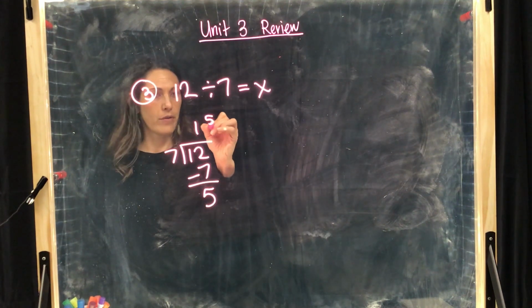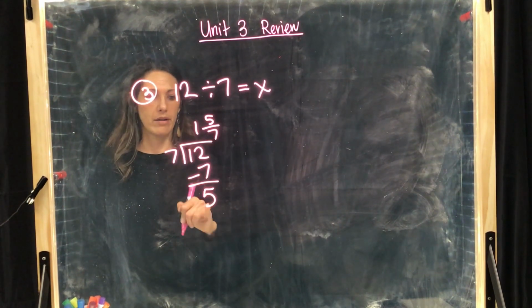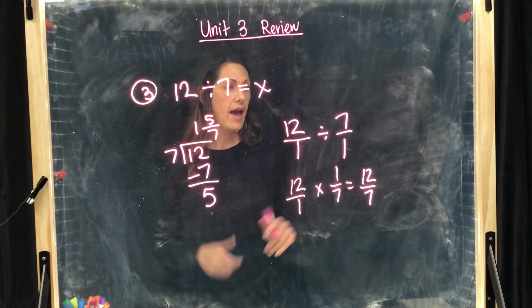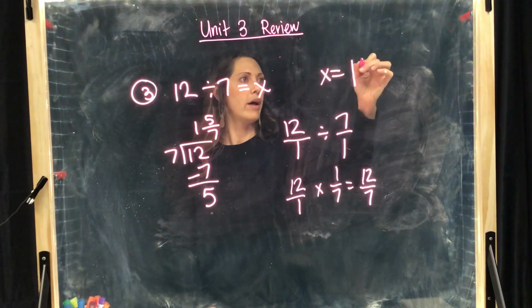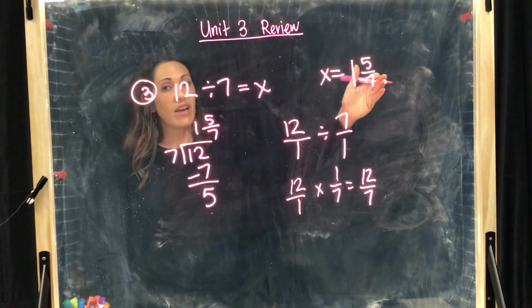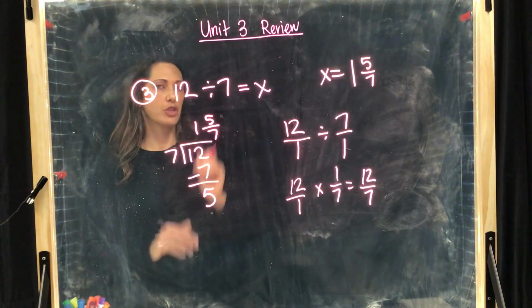That is my numerator. That is my denominator. The remainder is the numerator. The divisor is the denominator. And my answer, x, would equal 1 and 5/7. So it looks like 1 and 5/7 of a loaf of bread will be on each platter.